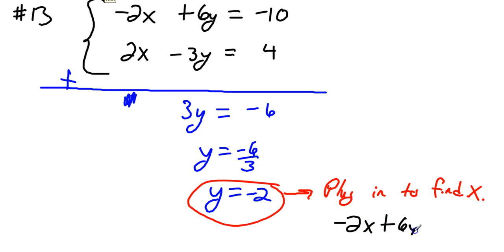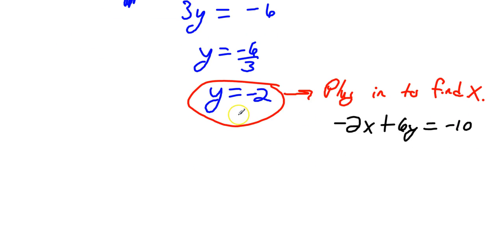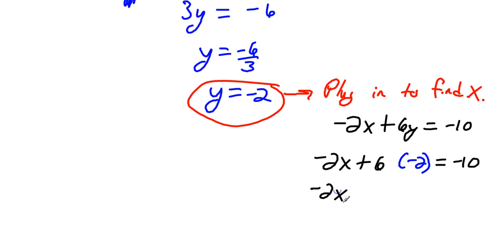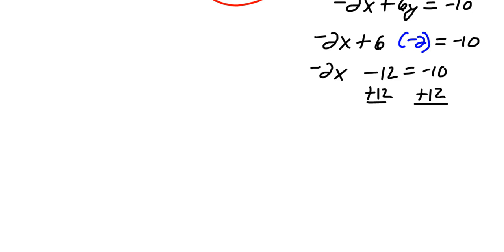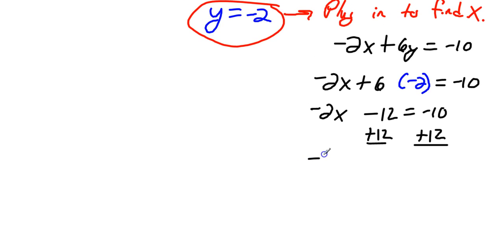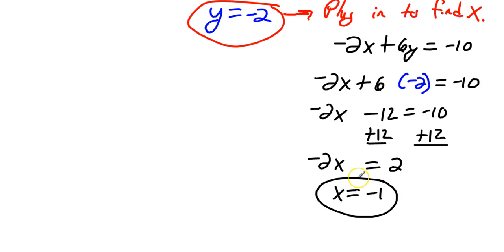So we've got -2x plus 6y equals -10. Okay, so we're going to take out the y and plug in -2. So that's a negative 2x. 6 times negative 2 is negative 12. Add 12 to both sides. And then dividing those two numbers, you get x equals negative 1.